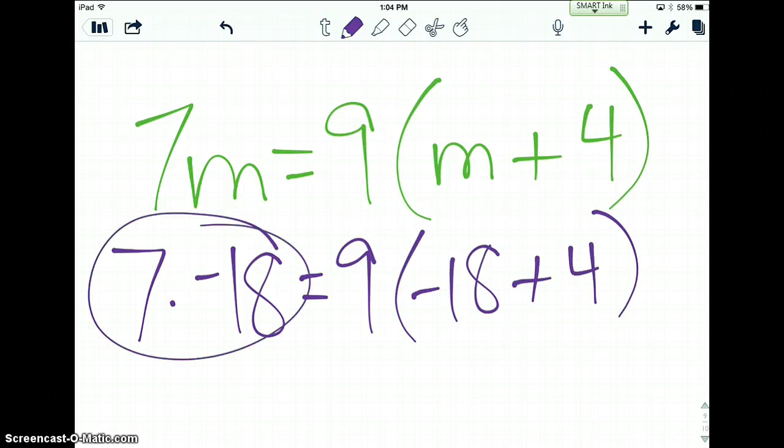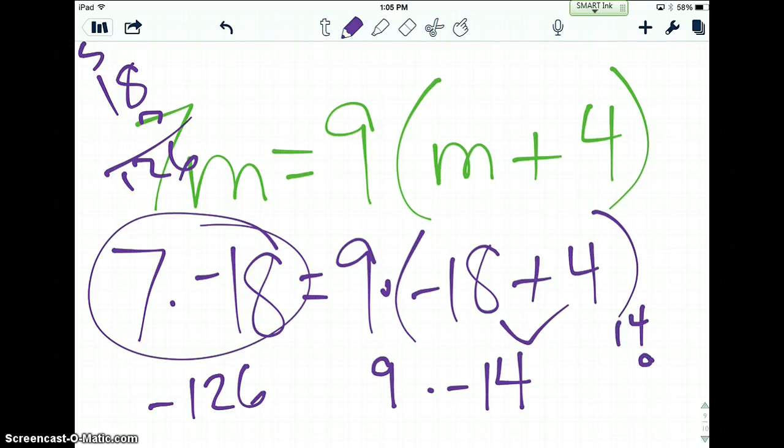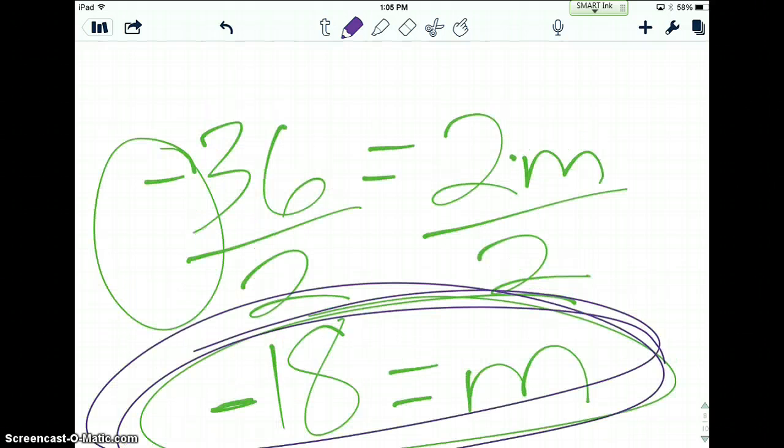Okay, I'm going to start on this side first. 18 times that 7, 126, and it's negative because they are different signs. And then here I'd have to add first, negative 18 plus 4 is negative 14. And that's being multiplied with 9. 14 times 9 is 126, but they're different signs, so it's negative. So you guys, they were equal, so my answer is correct. Good job.